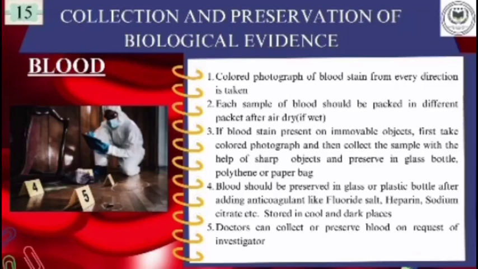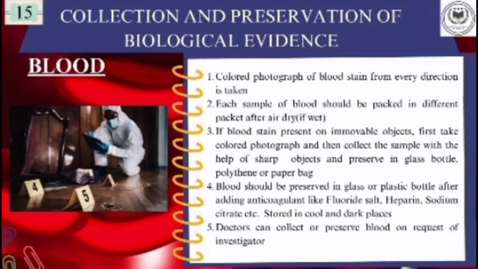If wet blood stains are there, they should be dried before packing for better preservation of the sample. If blood stains are present on an immovable object like a concrete substance or any other hard object, first take a colored photograph and then collect the sample with the help of a sharp object like a knife or scalpel, and preserve those samples in a glass bottle, polythene or a paper bag.